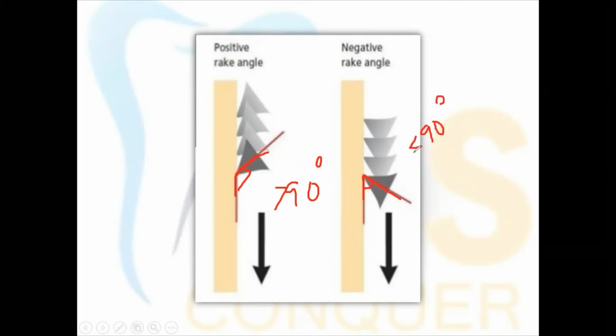I repeat again, if the angle formed between the leading edge and the radius of the cross section of the file is obtuse, then it is positive. If the angle between the leading edge and the radius of the cross section of the file is acute, then it is negative. A positive rake angle helps in the cutting motion of the file, whereas a negative rake angle helps in the scraping motion of the file.